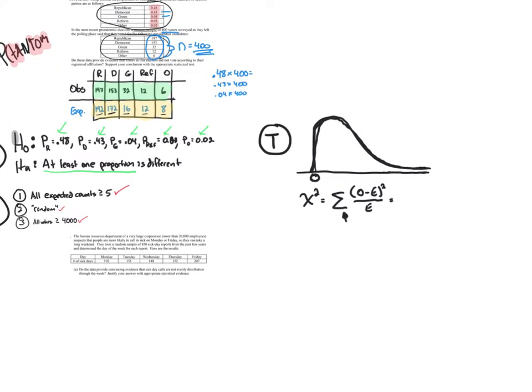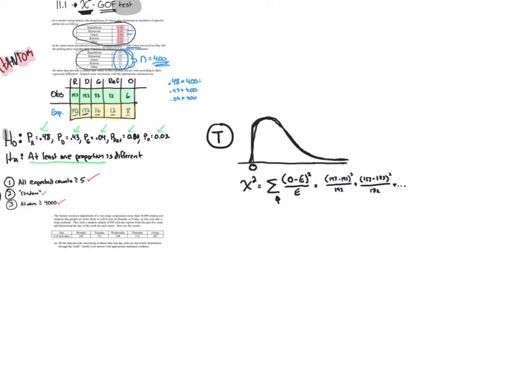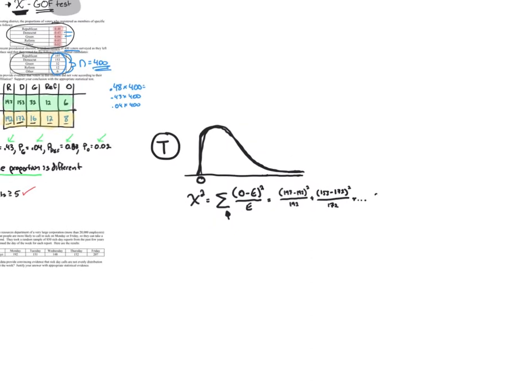So let me kind of fold this in here. We observed for Republicans 197 minus the expected 192, squared, over the expected, so that's 192, plus the next one, 153 minus what's expected, 172, squared. That's going to take away the negatives, that's why they square it, divided by 172, plus dot dot dot, and we're going to keep going until we find that.